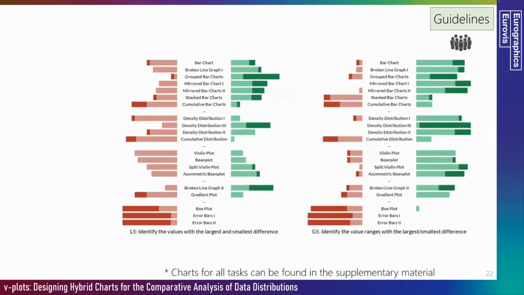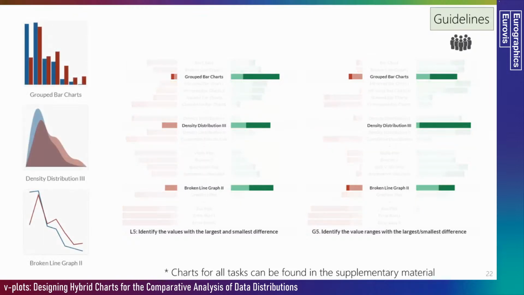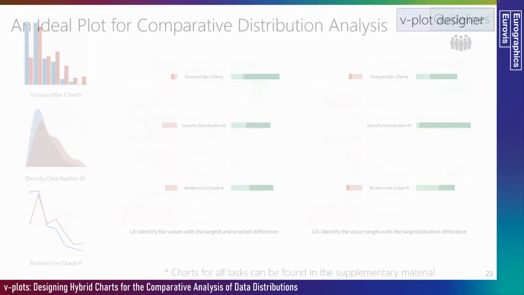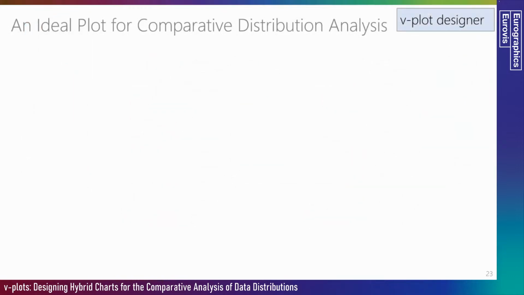We also made one interesting observation for the local and global task, which aim at identifying the differences between the two distributions. Group bar charts, overlapping density distributions, and overlapping broken line graphs were reported most useful. The reason is that the differences between the two distributions is directly visualized. Hybrid charts have shown to be effective for a combination of analysis tasks.